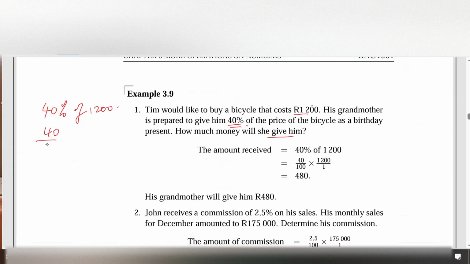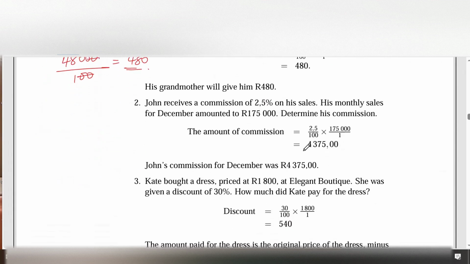So that's going to be 40 over 100 times 1,200. We can say over 1. Multiply the top, multiply the bottom. So that's going to be 48,000 over 100 times 1, which is 100. These two zeros cancel those two zeros, and then we end up with 480 as our answer.